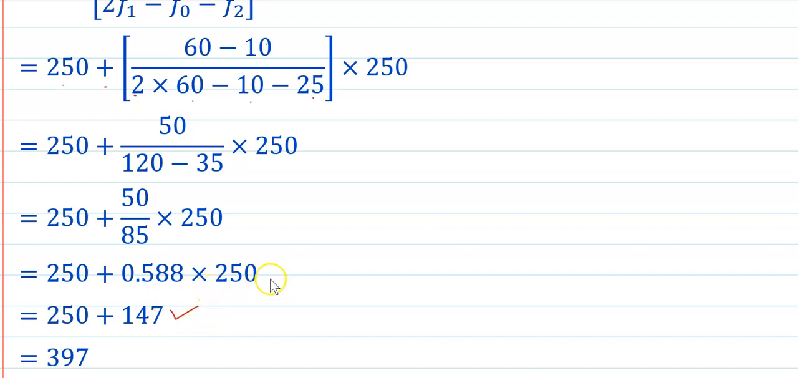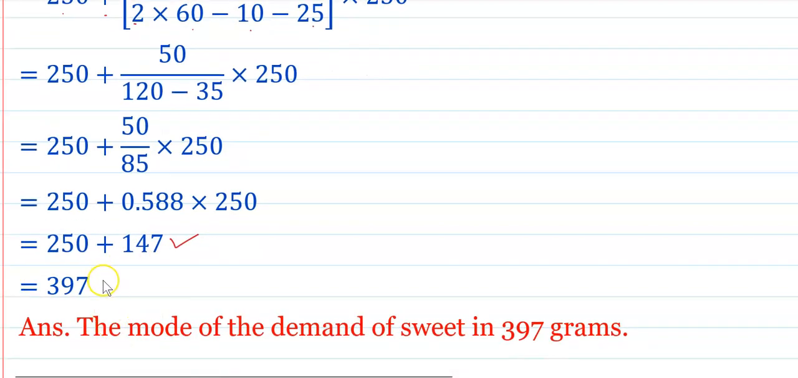You can do these calculations yourself. That is 250 plus 147, you will get 397. Therefore, the mode of the demand of the sweet is 397 grams.